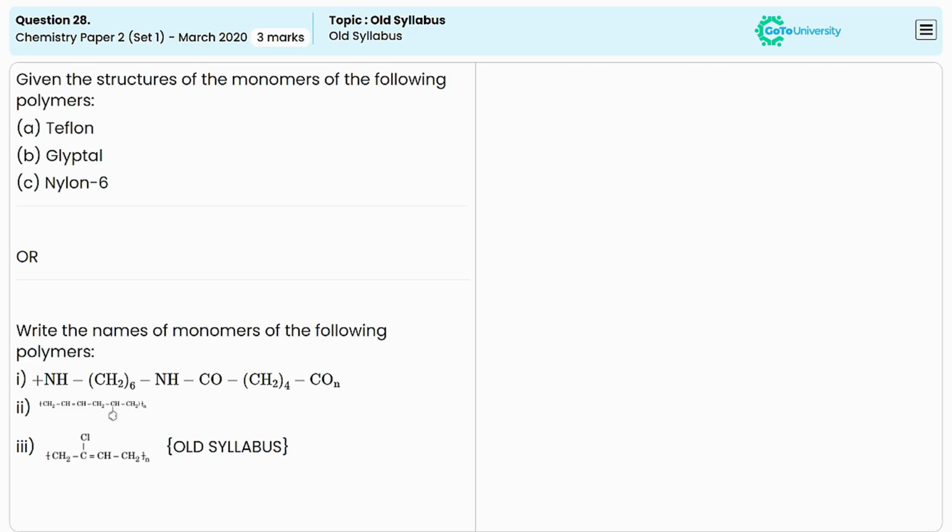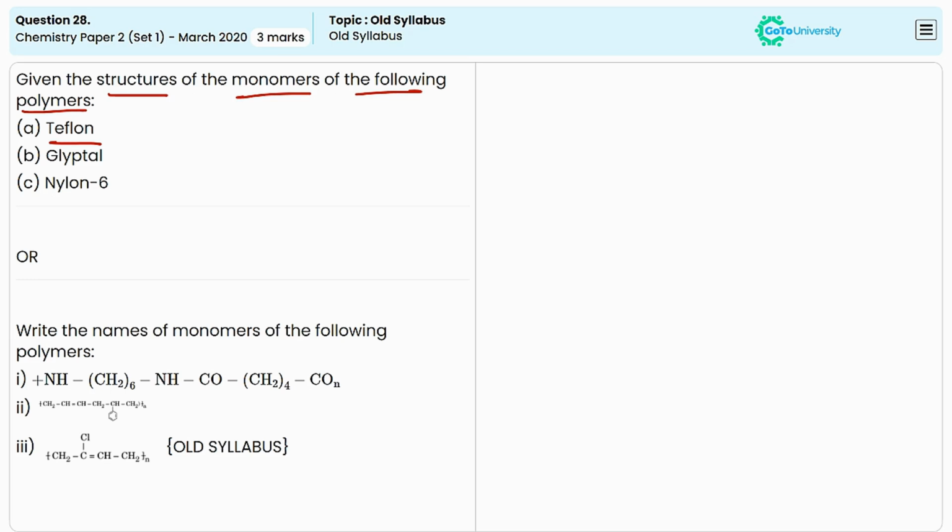Here the question is to provide the structures of the monomers of given polymers. The first one is Teflon. Teflon is polytetrafluoroethylene and this is a fluoropolymer with a backbone of carbon atoms.